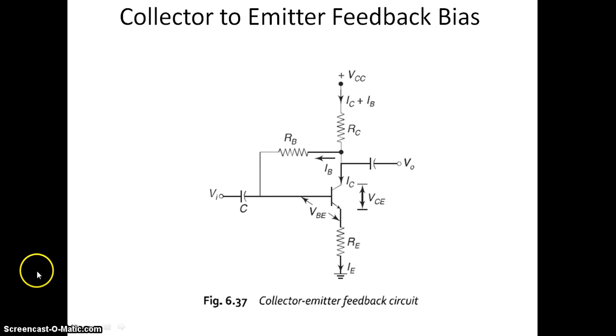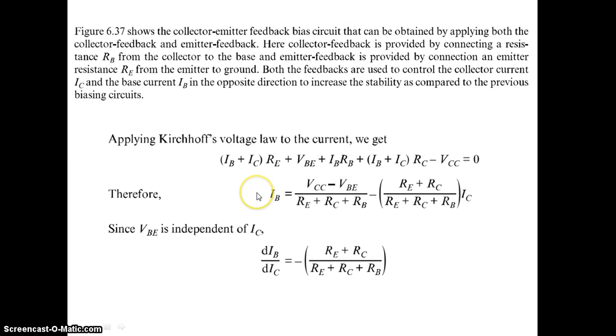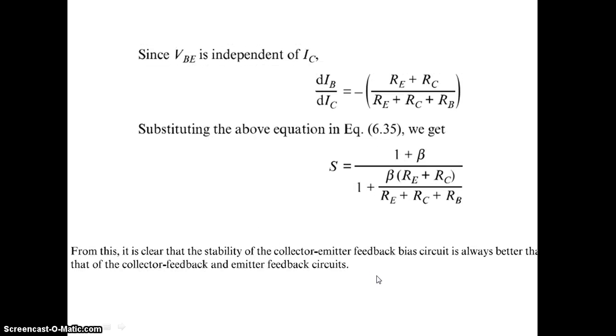Next one is collector to emitter feedback bias. Here we have the collector to base feedback resistor. In addition, we have another emitter resistor here, so the stability improves further. There are two feedback paths, one through the collector and another through the emitter. How much do they contribute? Here we have RE plus RC, so the differentiation of IB with IC will be RE plus RC by RE plus RC plus RB. So still the stability factor improves: 1 plus beta by 1 plus beta into RE plus RC by RE plus RC plus RB. So the stability factor improves still further.